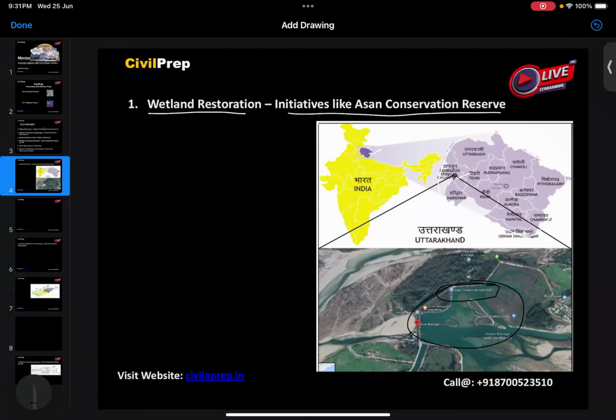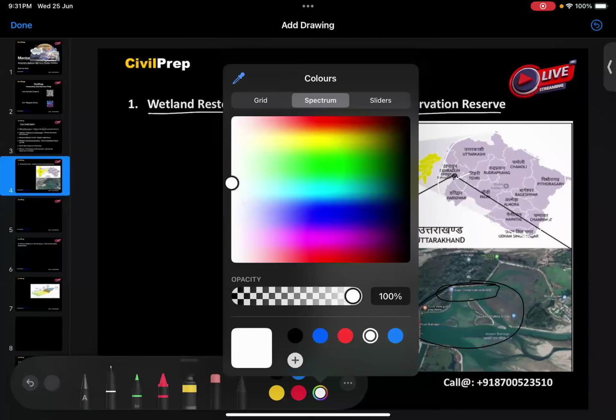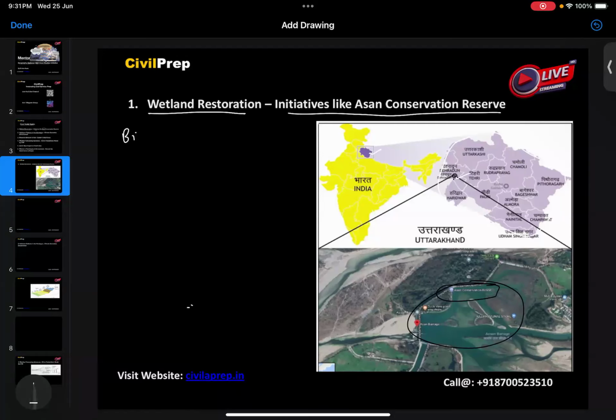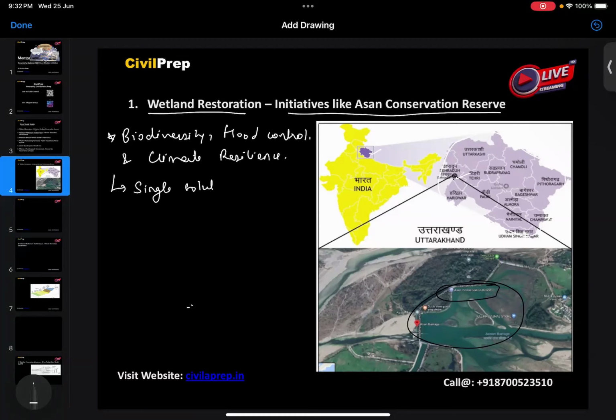So recently in Uttarakhand, there are various issues with respect to biodiversity, flood control, and climate resilience. These issues were seen. Now, for this, a single solution was taken, and this solution was wetland conservation.